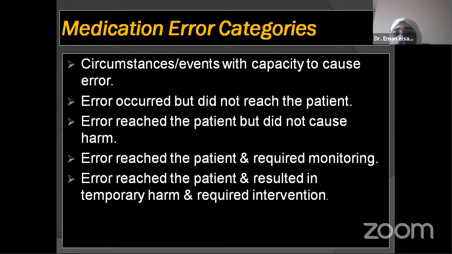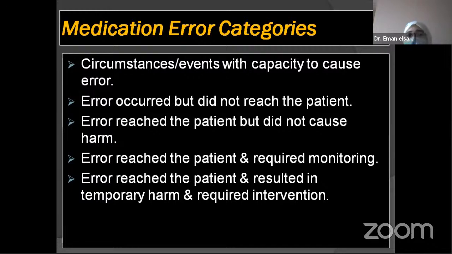And we already made a categorization for medication error and the near miss also, and the Sentinel event that we will talk about later. But for medication error, the first is circumstances or events with a capacity to cause error. What does this mean? This means this error did not reach the patient. It means this is a near miss. Also, an error occurred but did not reach the patient. This is also a near miss.